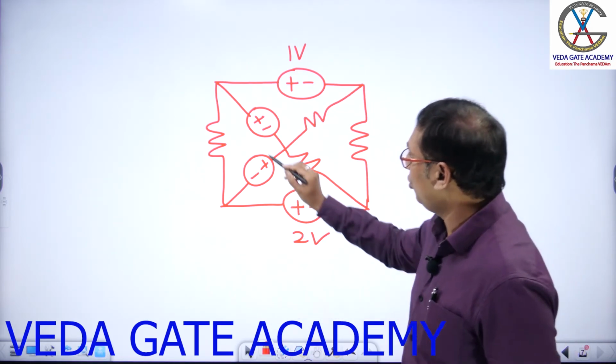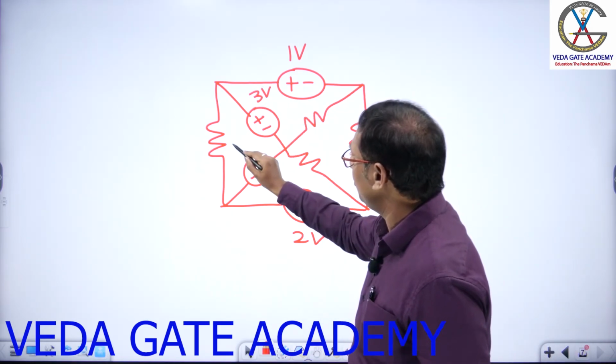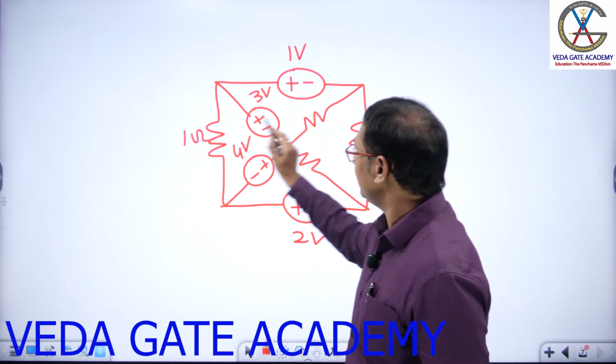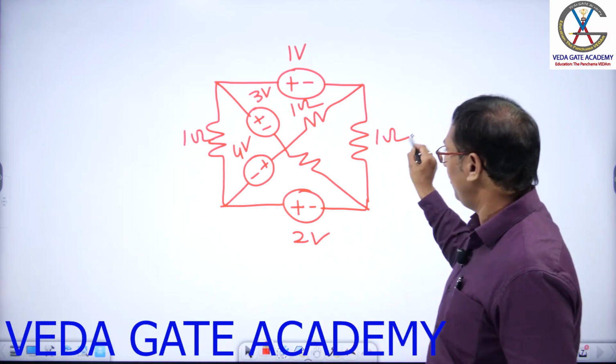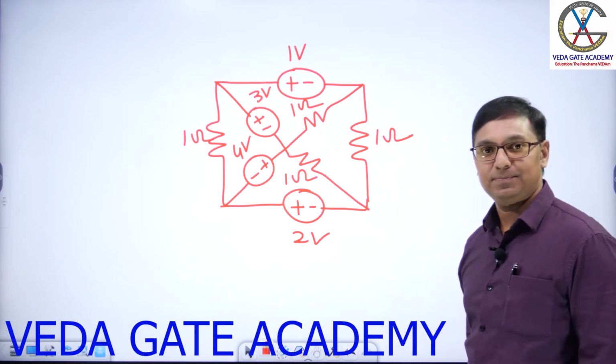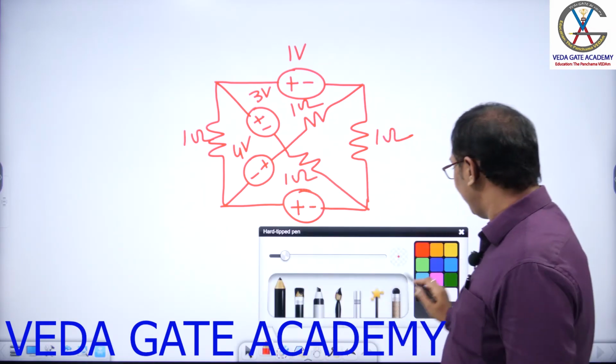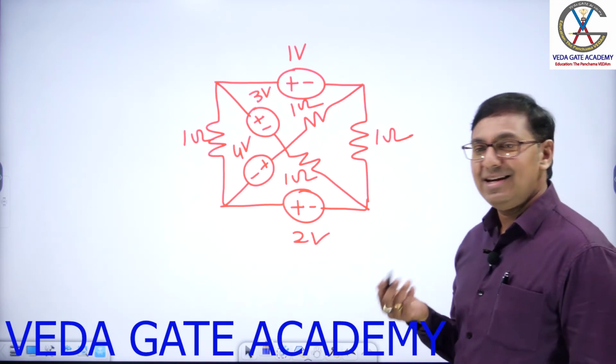Okay. 1 volt, 2 volt over now. Let us take some 3 volt and 4 volt. All the resistance values as 1 ohm, 1 ohm, 1 ohm, and 1 ohm. Done, sir? I want to find the resistor voltages, or voltage across the resistors.